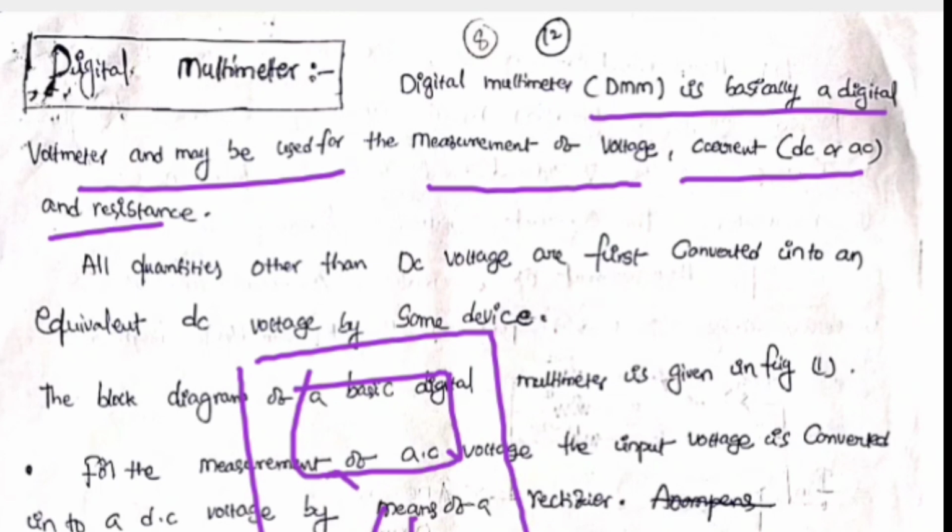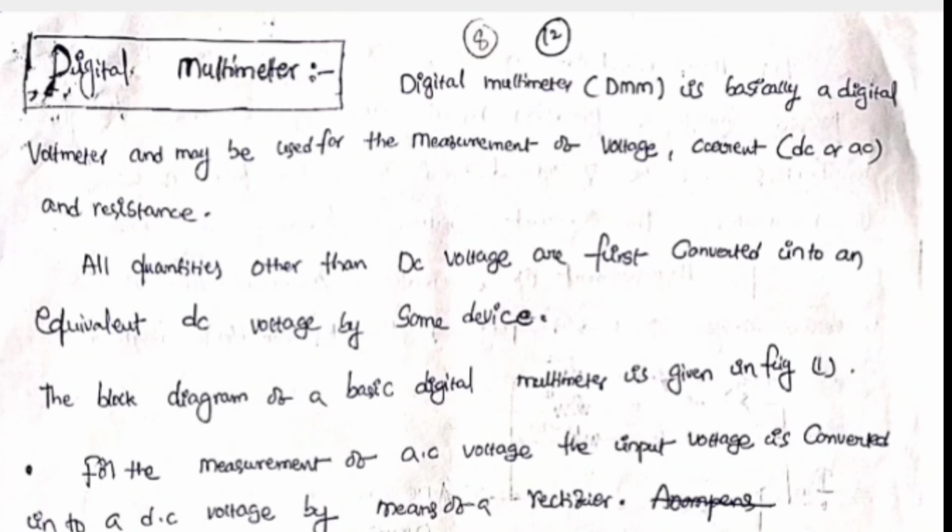What is the basic block diagram of a digital multimeter? Let us see now. Whatever signal or voltage we give to the multimeter will be converted into the equivalent voltage. Suppose you want to measure the resistance; we have to connect the input voltage to the resistance.